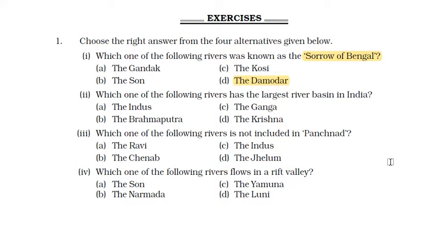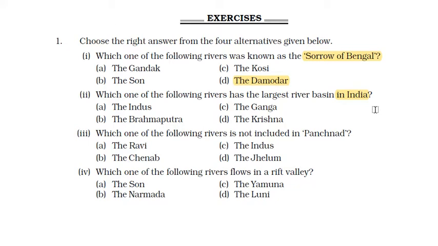Okay. Next, which one of the following rivers has the largest river basin in India? You have to be very cautious. We have to be very alert when we read the question, because you see here it is written: which of the following rivers has the largest river basin in India. We are not talking about all over the world. The options are A, the river Indus; B, the Brahmaputra; C, the Ganga; D, the Krishna.